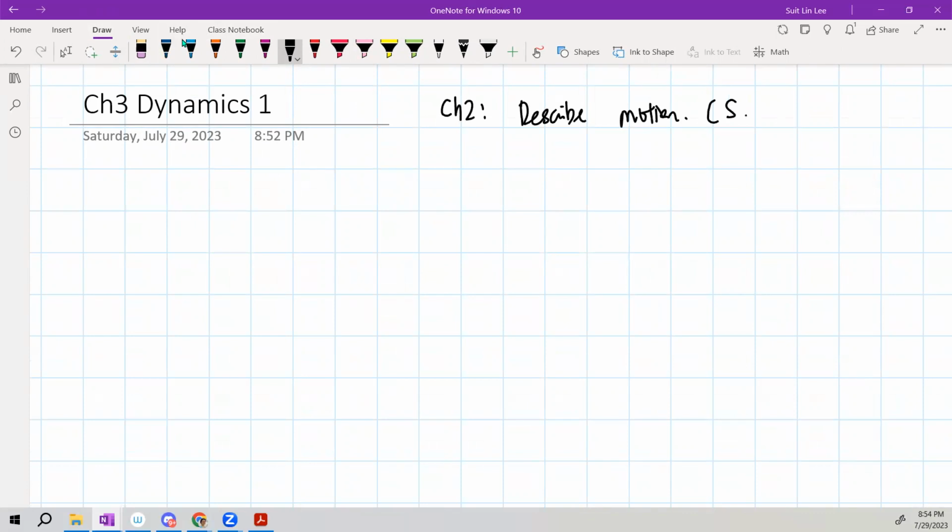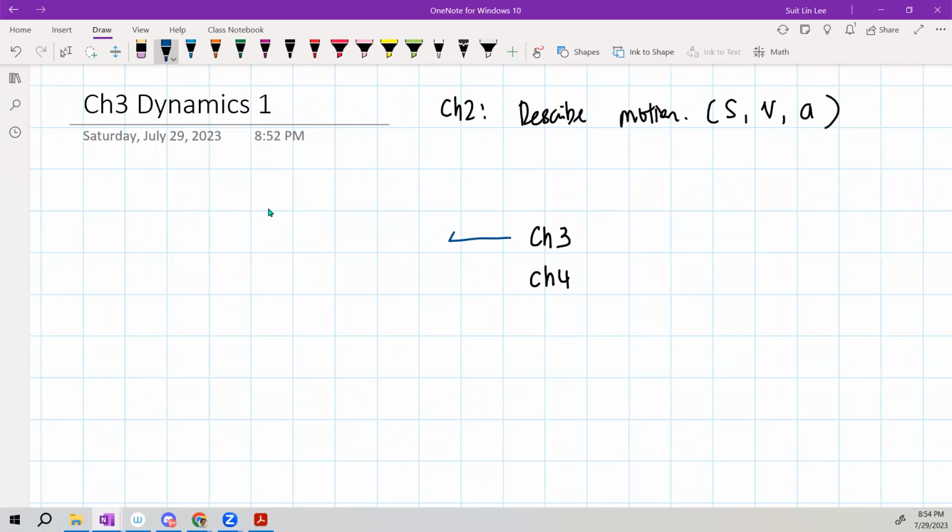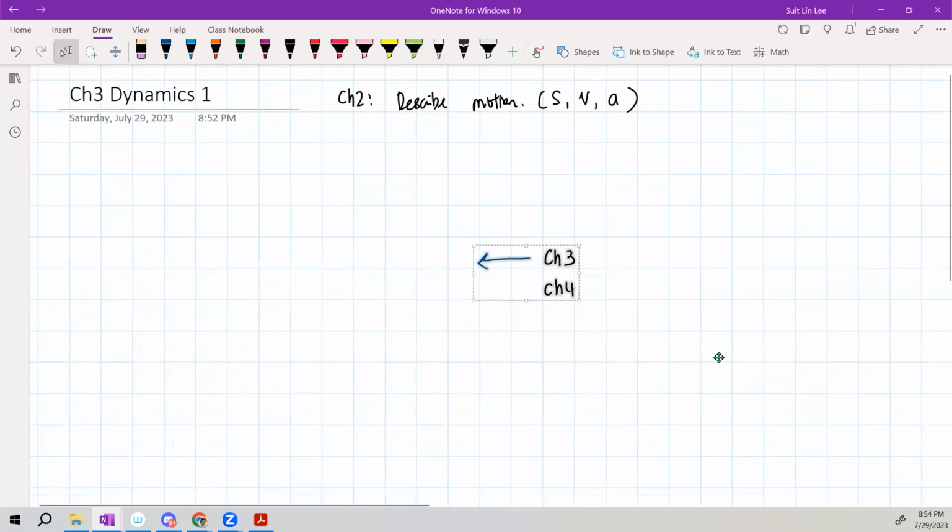So we use terms like displacement, velocity, and acceleration. Okay, and then now in chapter 3, and also later in chapter 4, so this is going to be a very big mind map, we are going to look at first the why of motion, and then in chapter 4, the effects of motion. So in chapter 3, we're going to learn Newton's laws. Probably should move here so I get a bit more space and zoom out. Okay, so we're going to look at the why of motion.